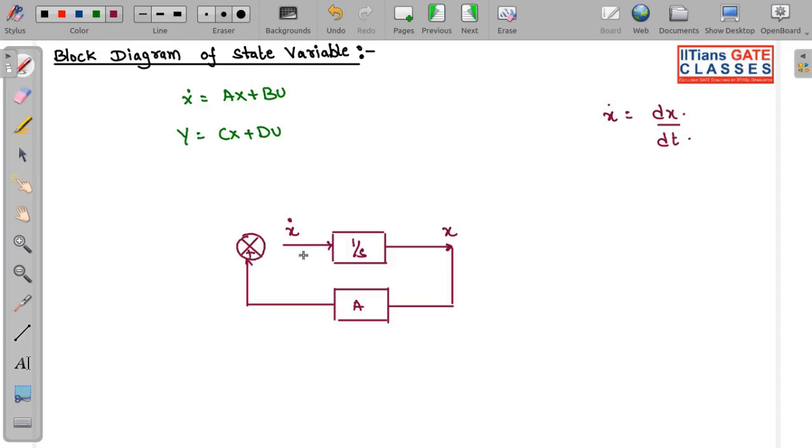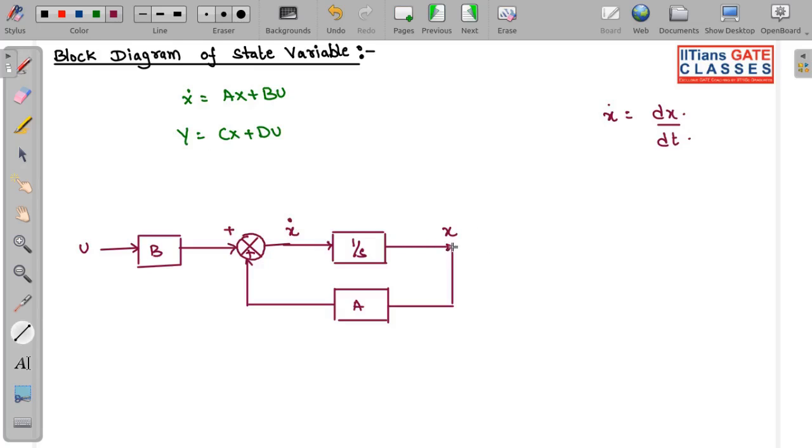Okay, so this is ax plus bu also we have. Okay, so let us make one more block to which we are giving the input. So this is b, over here we have u, over here also this is plus. So now you can see this x dot is equal to ax plus bu. Now we have y is equal to cx plus du.